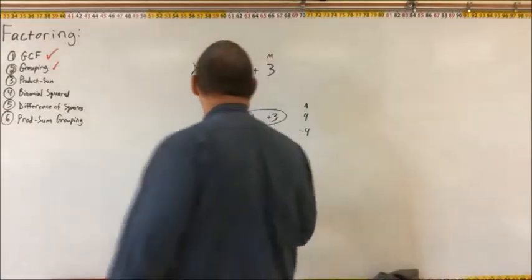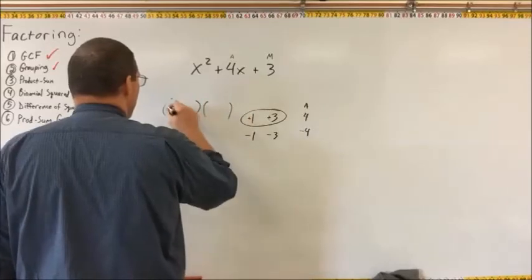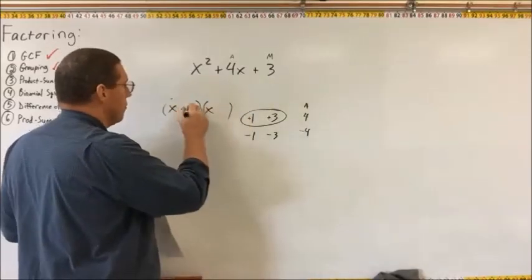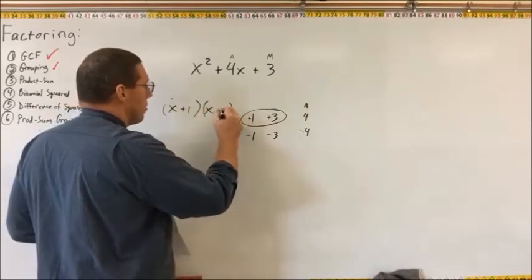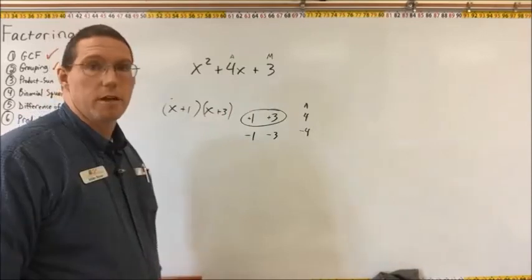So let's go ahead and put it into our two pairs of parentheses. Then we're going to have an x in front of each one. Then one of our numbers is positive 1. The other one is positive 3, and it's factored, and we're good to go.